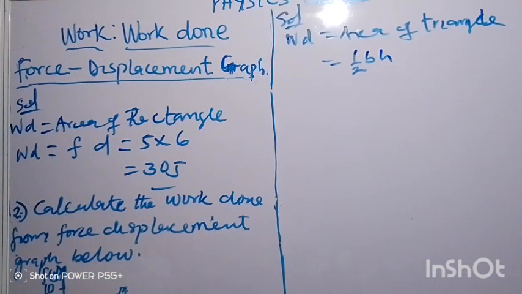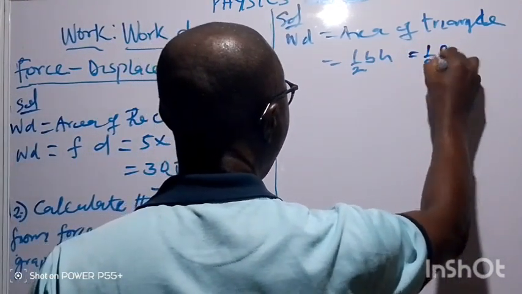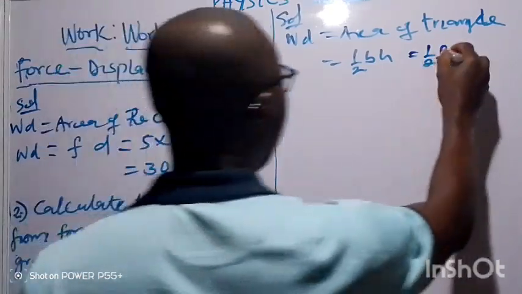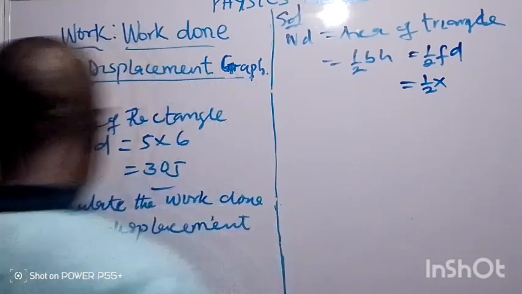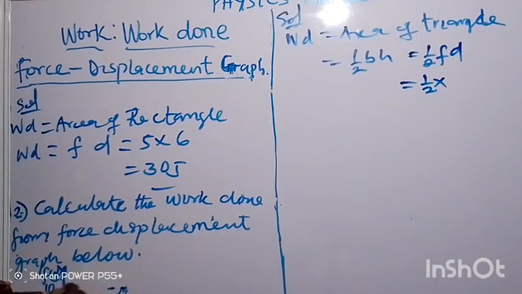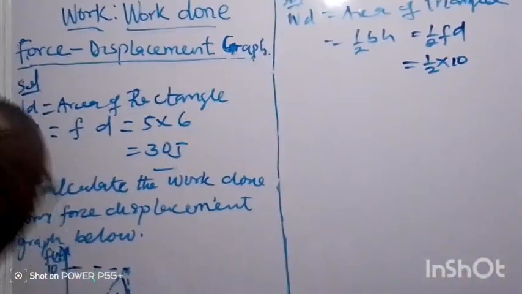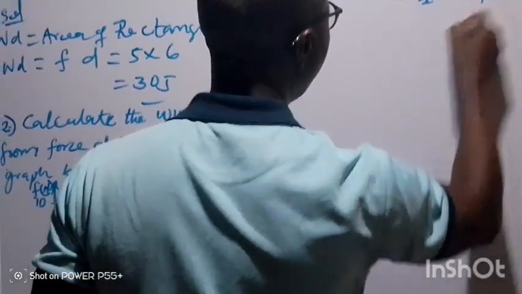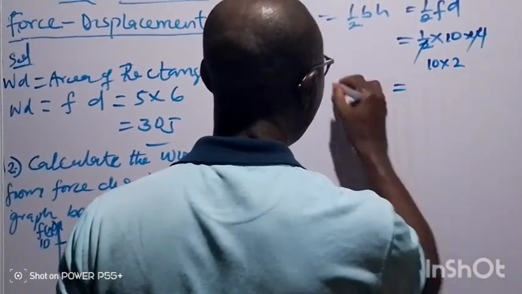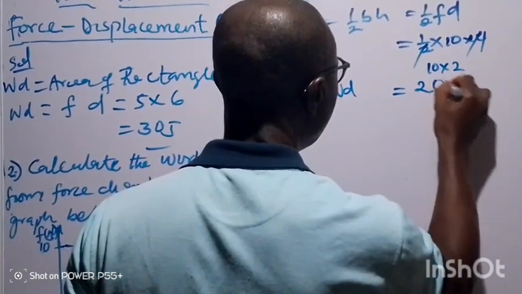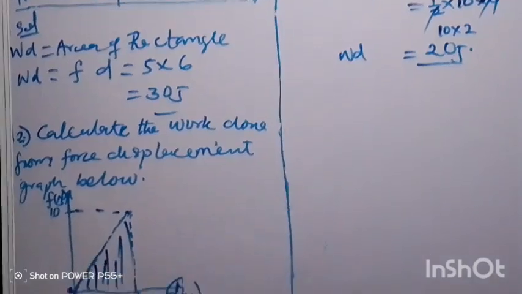Now, from this one, that's half multiplied by F multiplied by D. So there we are going to have half multiplied by, here is 10. When you trace it to this side, that's 10 according to the question. Then the displacement, 4, multiplied by 4. So 2 here, 2 here, that will be 10 multiplied by 2. So this will give us the work done equal to 20 joule. That is for example 2.